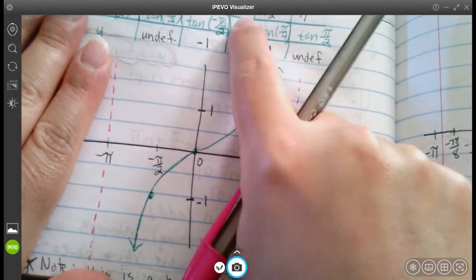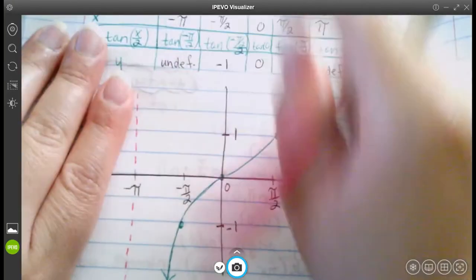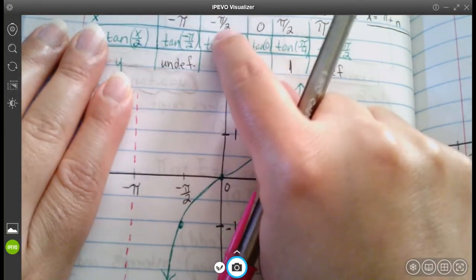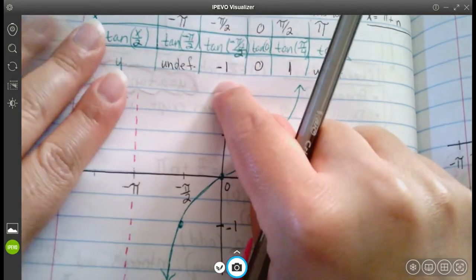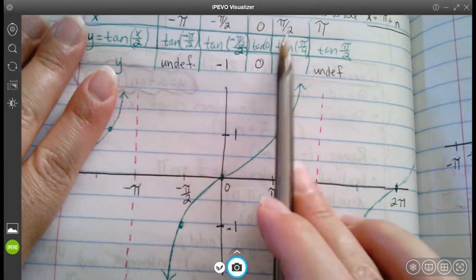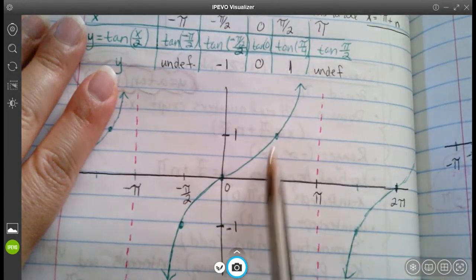I have a point at 0, 0. So this point 0, 0 is right here. And I have a point at negative pi halves, negative 1. So negative pi halves, negative 1 is right here. Positive pi halves and 1, that's right here.